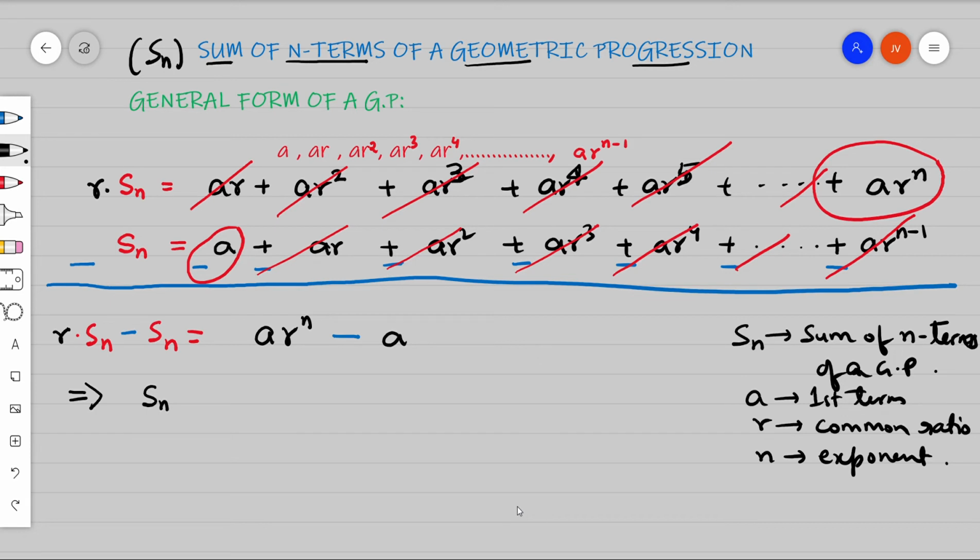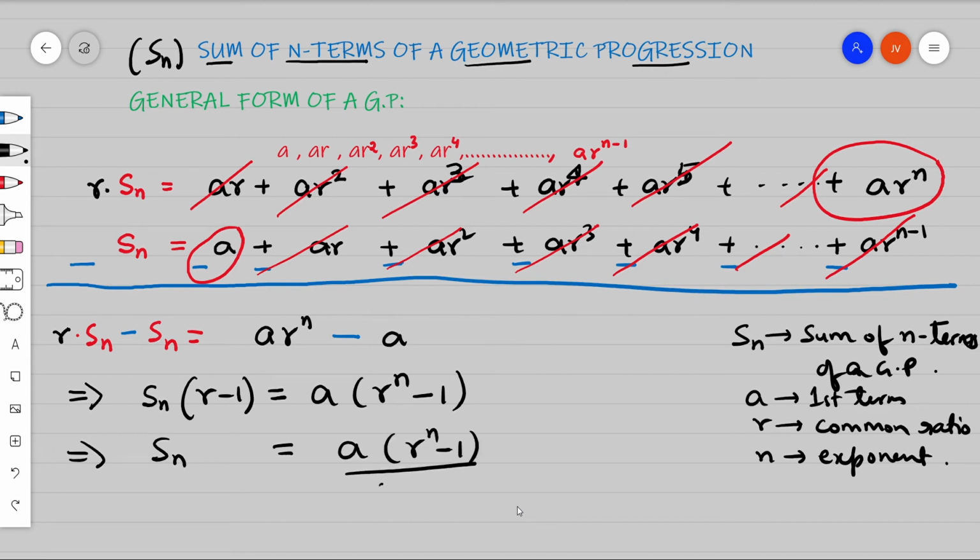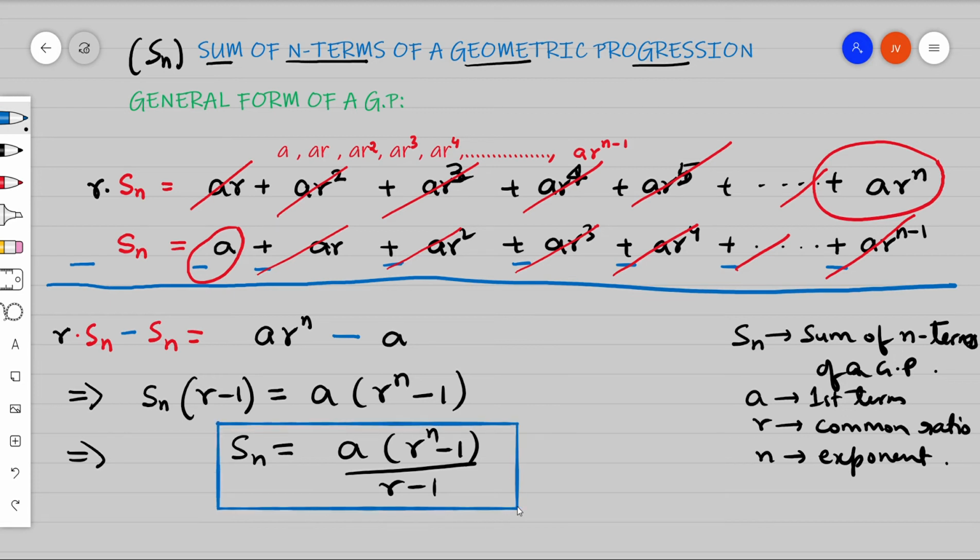On the left side, taking S_n common, we have r minus 1. On the right side, taking a common, in the bracket I will have r to the power n minus 1. So ultimately, the sum of n terms that form a GP will be a times (r to the power n minus 1) divided by (r minus 1). This is the mathematical expression for the sum of n terms that form a GP. What is very interesting about this formula is that it is for the sum of first n terms of a finite GP.